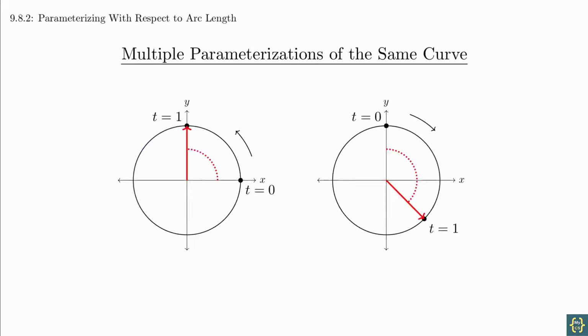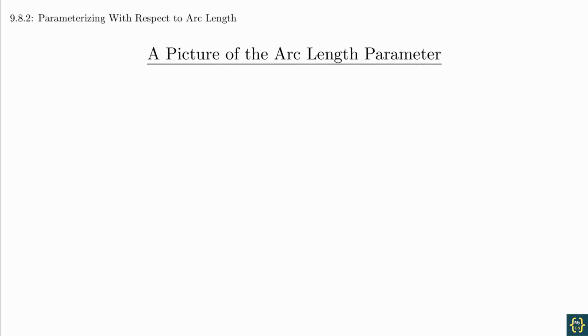One of the challenges that we've seen with parameterizations is that there are multiple parameterizations of every curve. We can change where we put the 0, and we can traverse the path at any speed we want. This flexibility makes it difficult because there's no standardization for how we view the curve. The arc length parameter changes all of that.